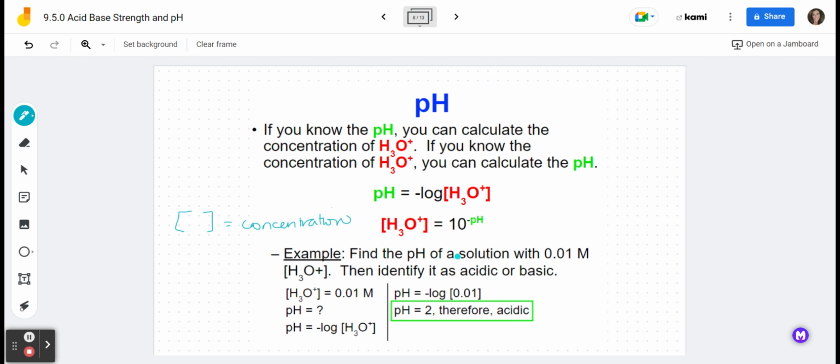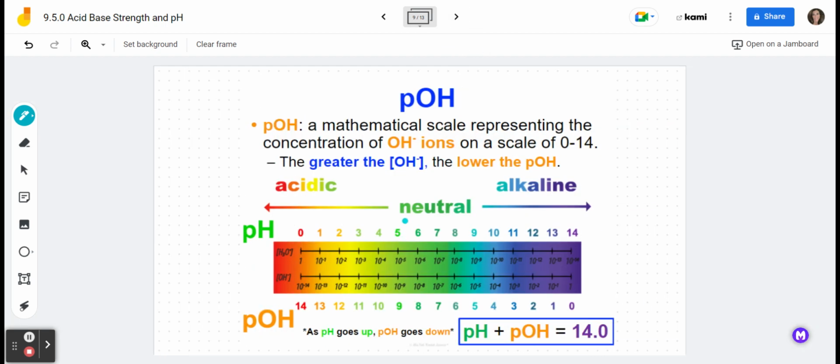You do the same thing if you're going to find the pOH if you're given the hydroxide concentration. So H plus and pH go together, OH minus and pOH go together. So this is talking about pOH, the hydroxide ions that are in your solution. The greater the OH minus, the lower the pOH. So as pH goes up, pOH goes down, and vice versa.